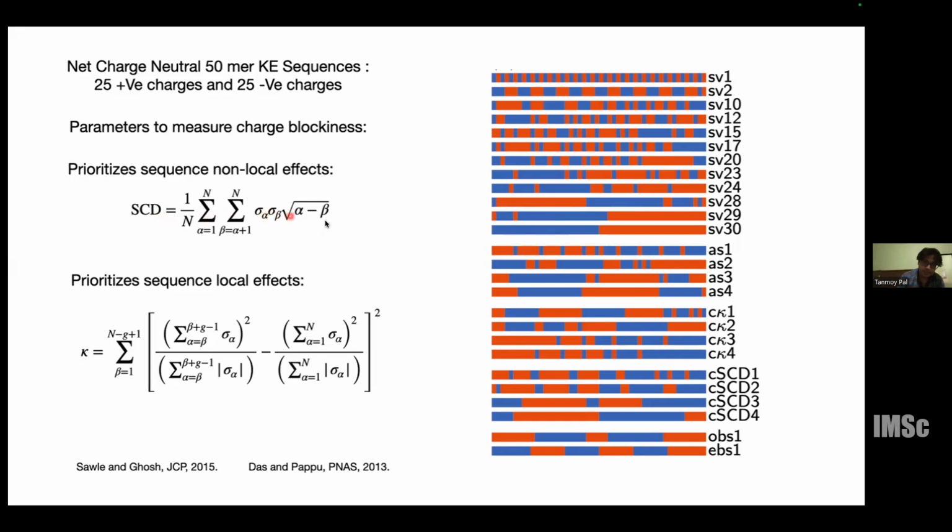And here sigma alpha is the charge of a residue at the alpha position on the sequence. So you can see that in this parameter, the non-local contacts get extra weight. So this parameter actually prioritizes non-local effects. But there is an alternate measure which is called kappa. In this measure, we scan through the sequences in blocks of 5 or 6 residues and measure the local charge asymmetry. So this measure actually prioritizes sequence-local properties.